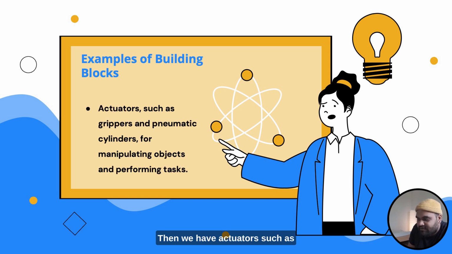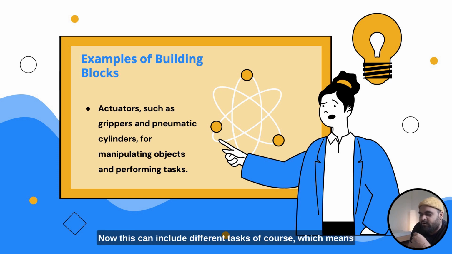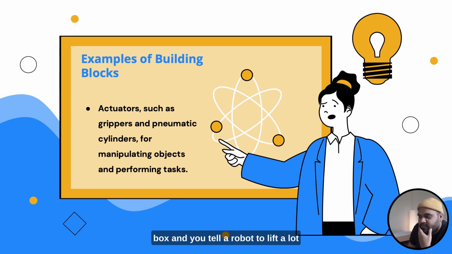Then we have actuators such as the gripper and pneumatic cylinder for manipulating objects and performing tasks. This can include different tasks, of course. Let's say you tell a robot to lift a box, or to lift a lot of bricks from one place to the other. All of these need high power actuators, which are going to be like the muscles of the robot, and the bigger or more powerful the actuator is, the more weight the robot can carry. And this differentiates a robot's use case.